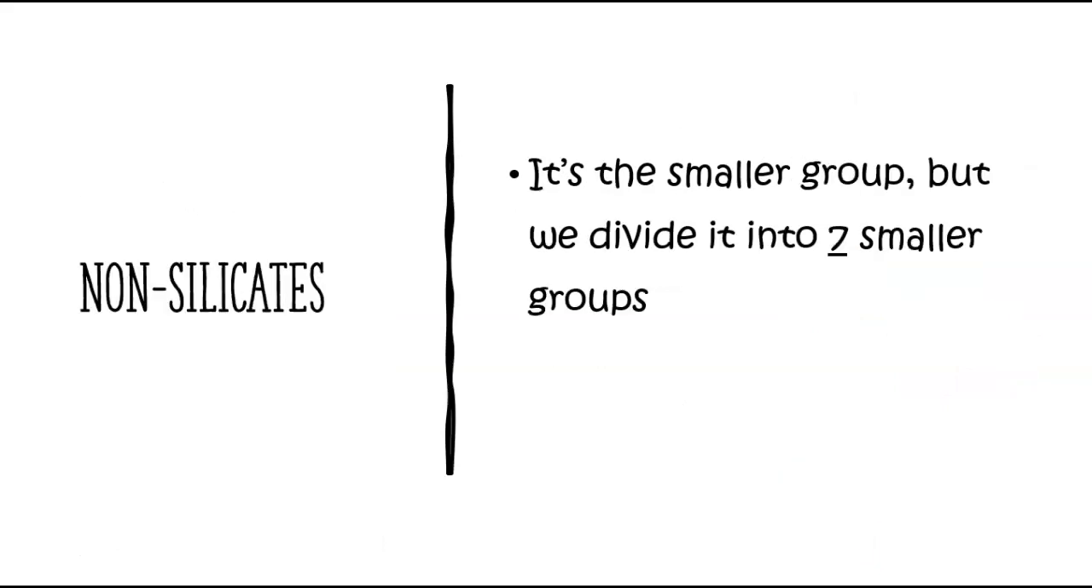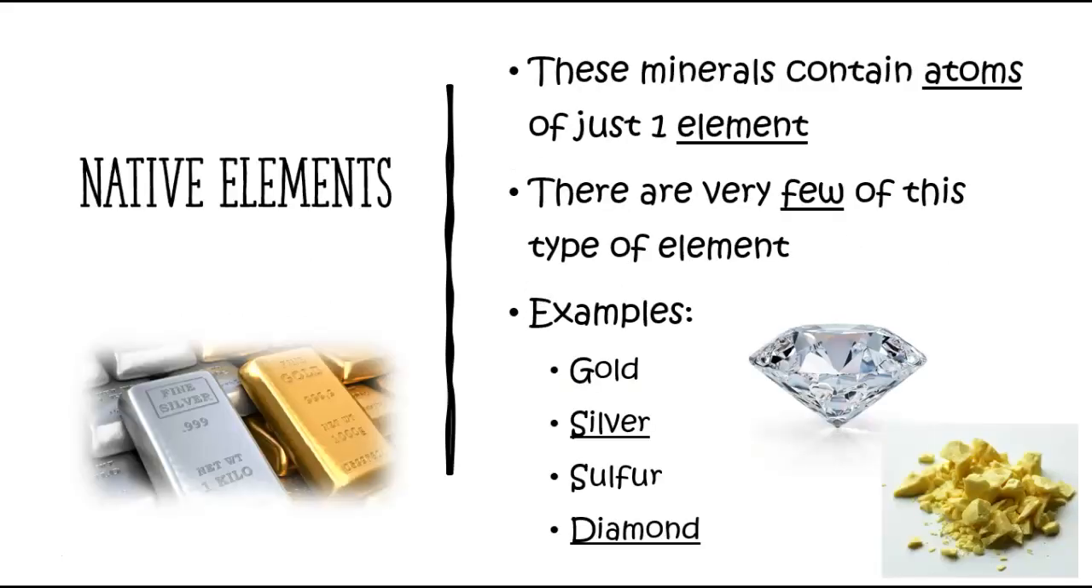Now, the non-silicates are the other category. It is a smaller group, and yet we divide it into 7 smaller groups because even though it's a small group, there are a lot of different types of minerals here, some of which are not very closely related, with the exception of the fact that they don't have silicon in them. So we divide those into 7 smaller groups. One of those groups is the native elements.